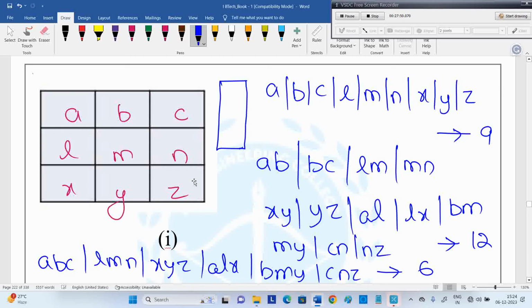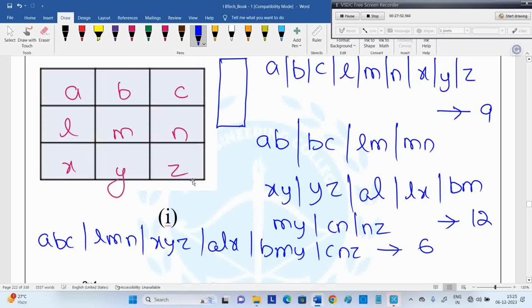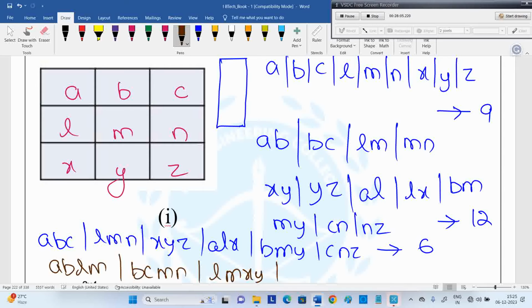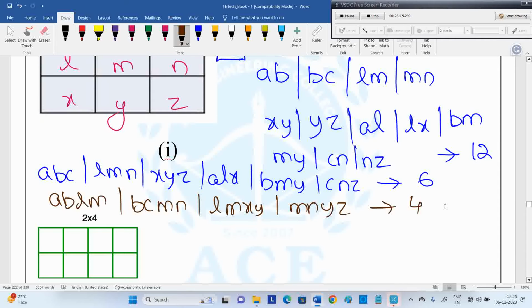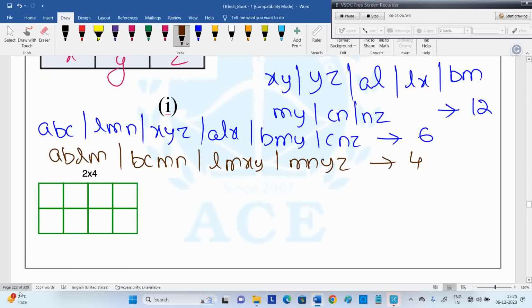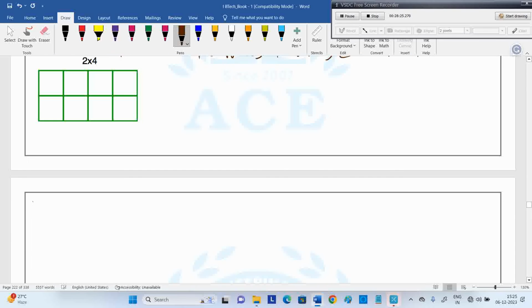Next combination, 4. As you know, for squares we already tried, you will get 4 only here: ABLM, BCMN, LMXY, MNYZ. You got 4. 6 plus 4 is 10, and 9 plus 12 is 21, so you got already 31. What other things can we try? Yes, you can try with 5 combinations. No, we have to try with 6 combinations.